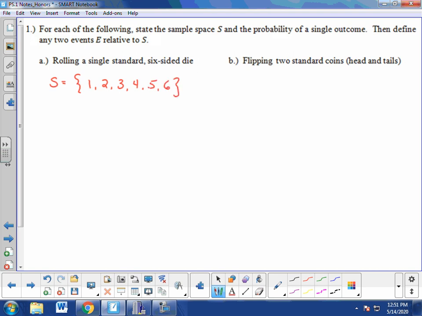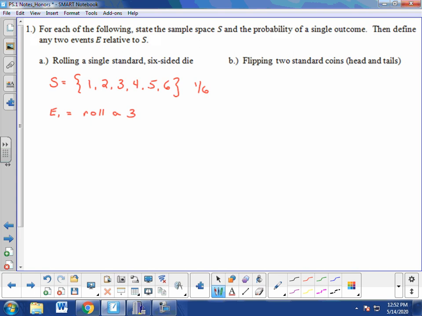The question also asks to list the probability of a single outcome. So a single outcome would be 1 out of 6. You have a 1 in 6 chance of rolling a 1, a 1 in 6 chance of rolling a 2, a 1 in 6 chance of rolling a 3, and so on. Now for an event, there could be multiple different kinds of events here. It says give any two events. So let's say event 1 is that we would roll a 3.